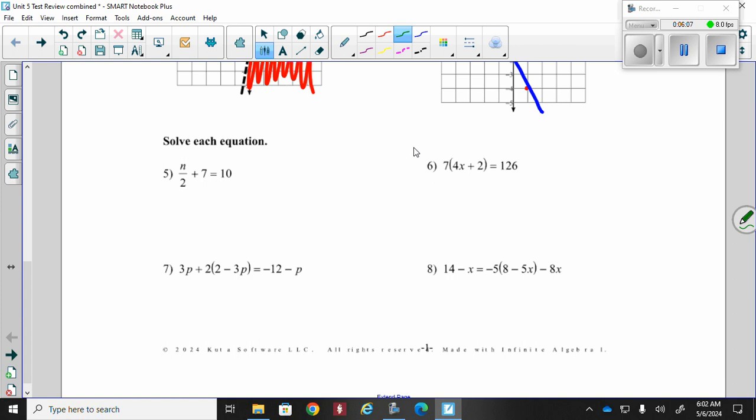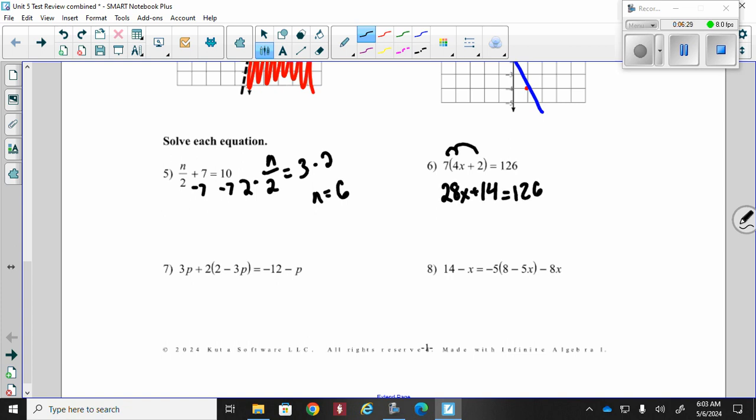All right, solve each equation. We've done this several times. I'm going to subtract 7, that's n over 2 is equal to 3. Times it by 2, times it by 2, n is equal to 6. All right, this one here, I'm going to distribute: 28x plus 14 equals 126, and I'm going to subtract 14, and that's 28x is equal to 112, and I bet you, I want to say it's 4. Yep, when I divide by 28, x is equal to 4.